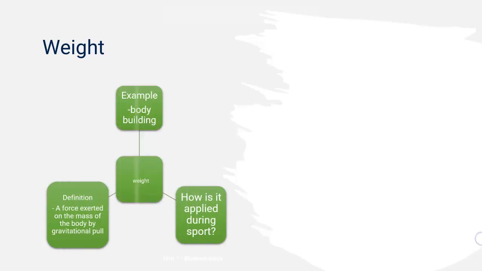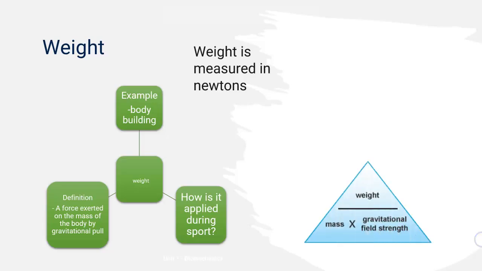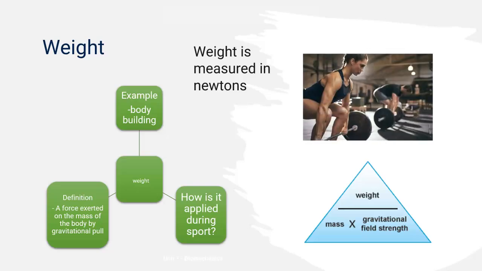Weight. Weight is defined as a force exerted on the mass of a body by gravitational pull. Weight is measured in newtons, and you can calculate weight by multiplying mass and gravitational field strength. An example of weight in sport is weightlifters. Heavier athletes can push and throw heavier objects, therefore someone heavier would be better suited to powerlifting, as they would be able to generate more power.